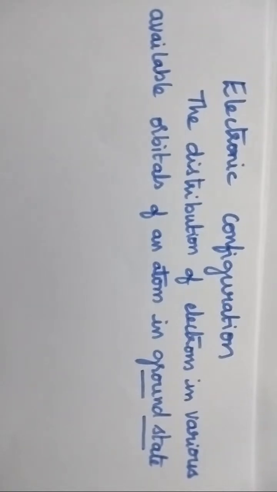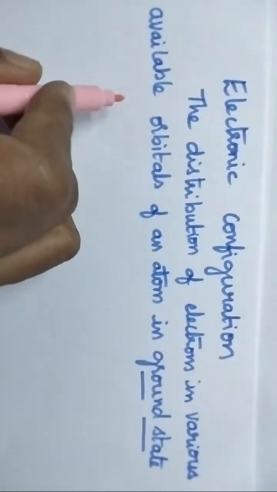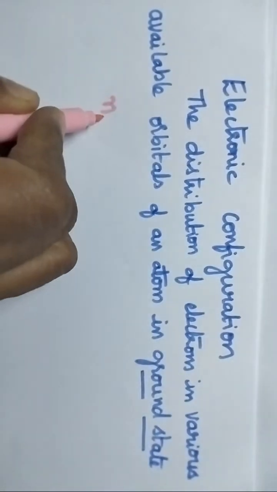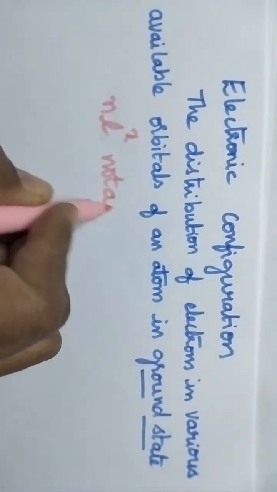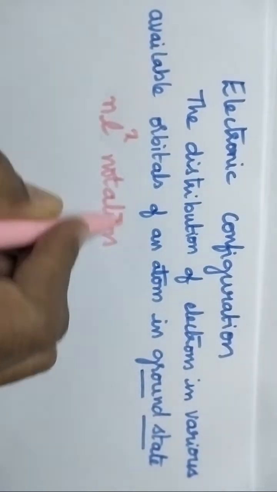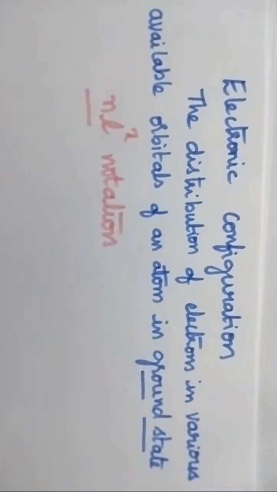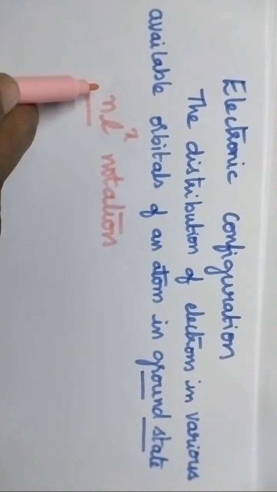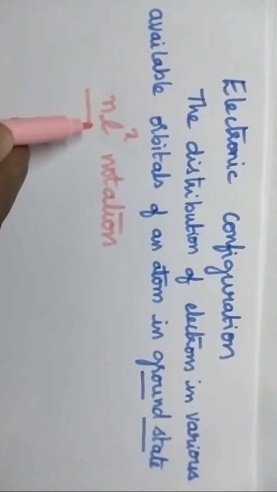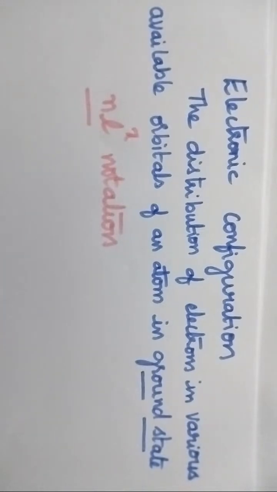In especially, the electronic configuration will be represented as nlx notation. So electronic configuration can be represented by using nlx notation, where n is the principal quantum number, l is the azimuthal quantum number. So there are certain rules for writing the electronic configuration.